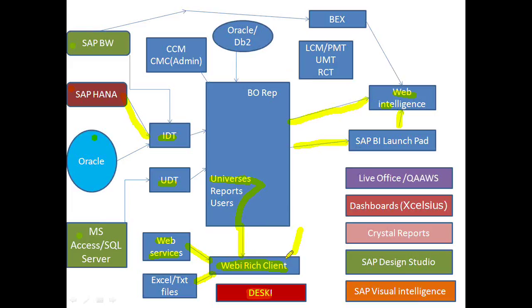Other than these, you can see the Dashboard, the Crystal Report, SAP Design Studio, and Visual Intelligence. These are the reporting tools. Dashboard, Xcelsius, is a dashboard tool, and Design Studio is another dashboard tool. Crystal Report and SAP Visual Intelligence are reporting tools. Those tools will also be discussed in our training.